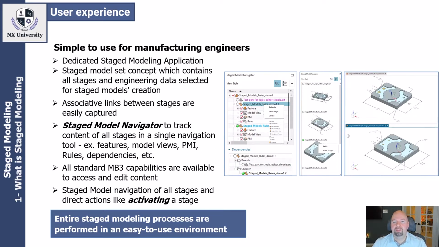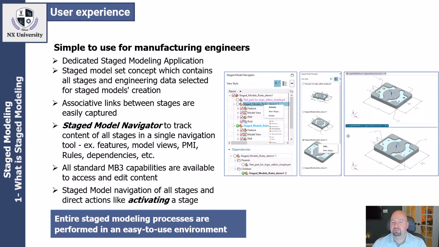Our stage model navigator is used to track content of all the stages in a single navigation tool here. For example, your features, your model views, your PMI, your rules, and your dependencies will all be located over here in the stage model navigator. All of your standard model-based or MB3 capabilities are available to access and edit the content. Stage model navigation of all the stages and direct actions like activating a stage is easy to go ahead and do by jumping back and forth to the different stages. If you want to work in a stage, all you have to do is click into that stage's window and activate that stage and make modifications for that stage.